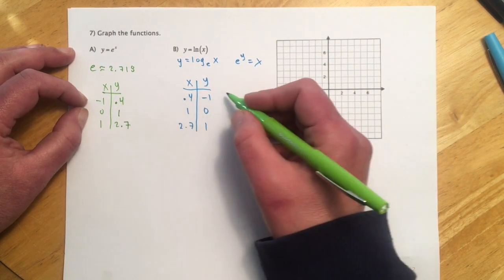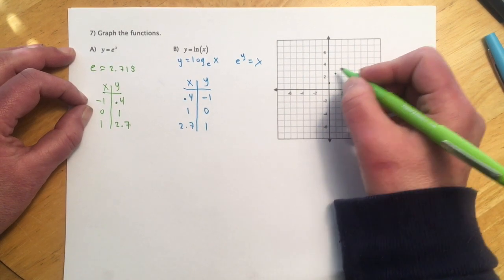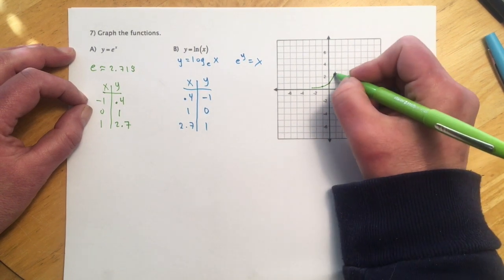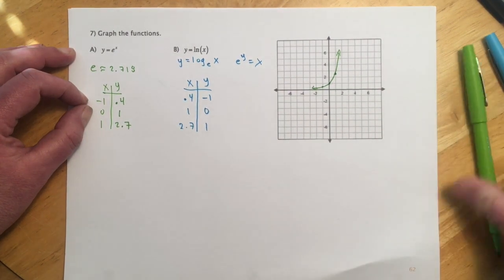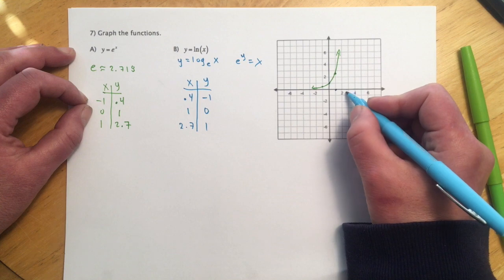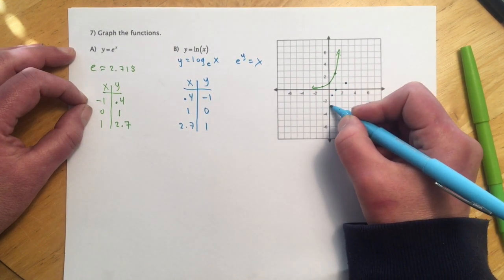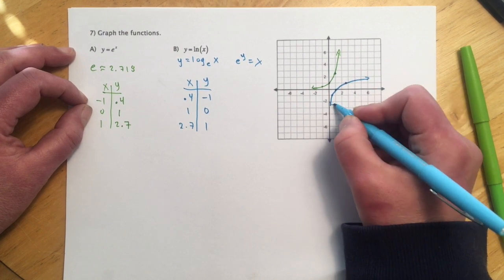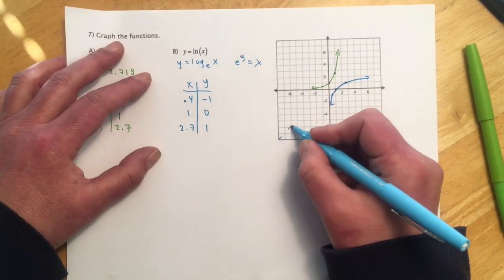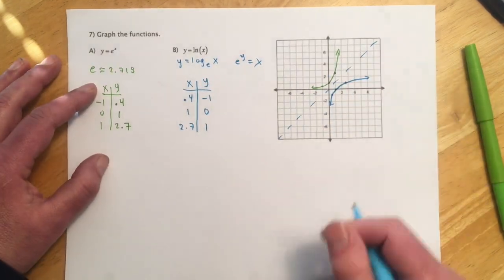So to graph this one, it's an exponential, so when x is 0, y is 1. When x is 1, it's about 2.7. At -1, it's about 0.4. So I get something that looks kind of like that. And then for the log, I got 1, 0, and then 2.71, and about 0.4, -1. And so that looks like that. And there you can see that inverse, where if I folded it over the dashed line, these again would sit right on top of one another.